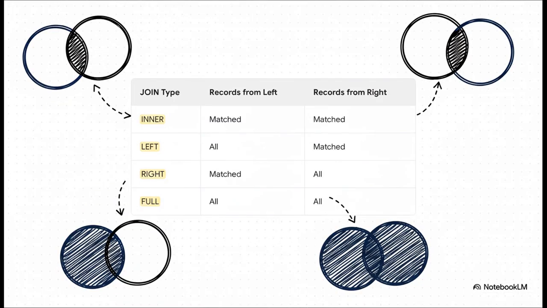So here's a quick cheat sheet to keep it all straight. Inner join just gives you that matching overlap. Left and right joins give you everything from one side plus the overlap. And a full join, that gives you literally everything from both tables, matched up wherever it can. So here's the key takeaway, the one question to always ask yourself. Do I need to see records even if they don't have a match? If the answer is yes, you're looking at a left, right, or full join. If the answer is no, then inner join is the tool for the job.